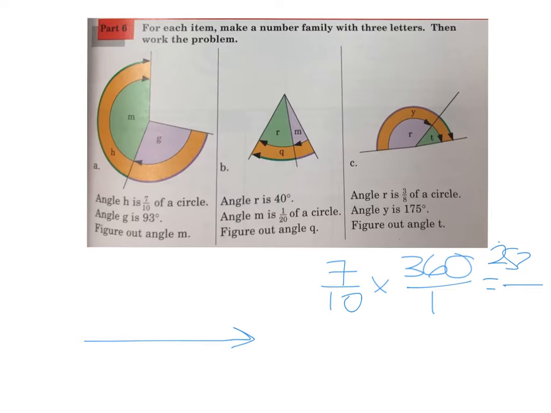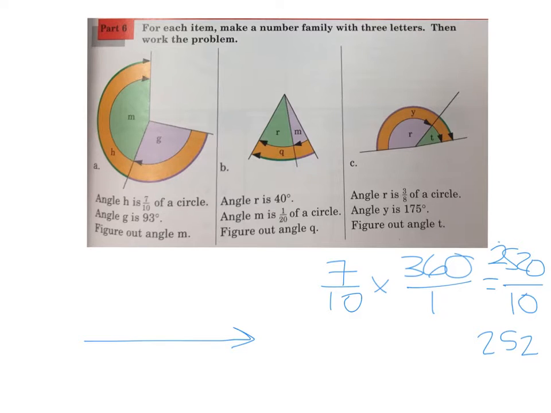2,520. And straight across the bottom, 10 times 1 equals 10. So I can't leave it like this as a fraction because I'm trying to get it into a whole number, so I'm going to have to divide. So I'll take 2,520 divided by 10, and my answer for that, for what's going to be angle H, will be 252.